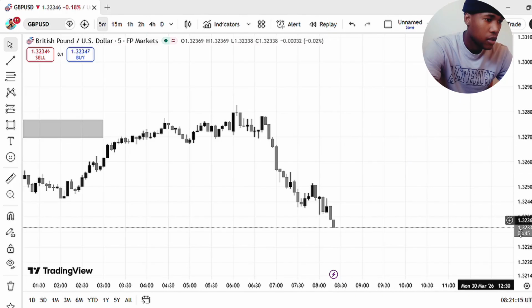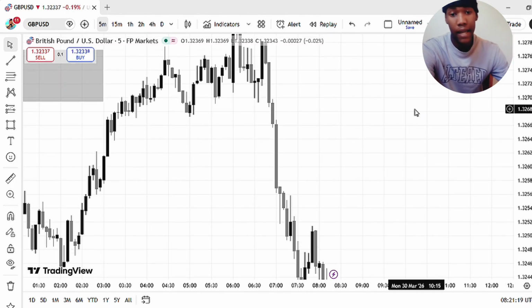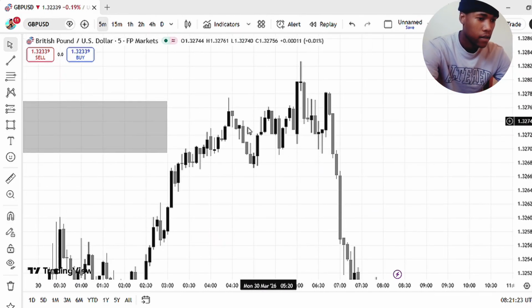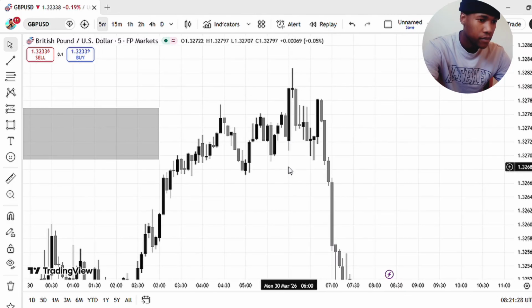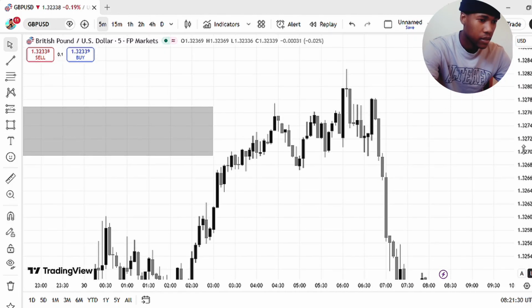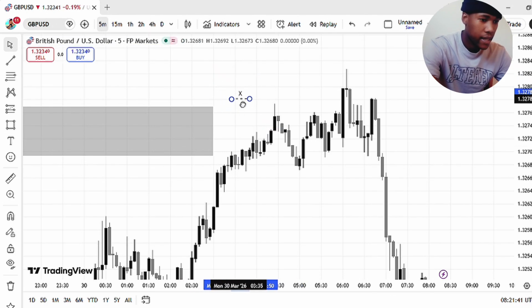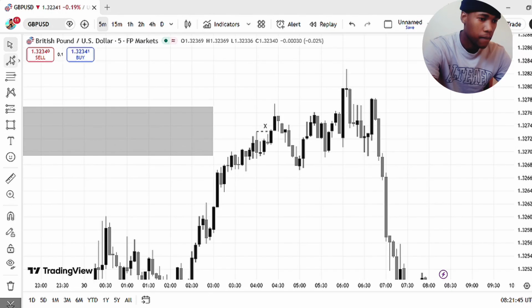I had to drop down to the 5-minute time frame to wait for confirmation. I can't just enter on the trade. I need to wait for the confirmation. So this is what happened. The market cleared liquidity right here. I'm gonna mark it X, that symbolizes liquidity.